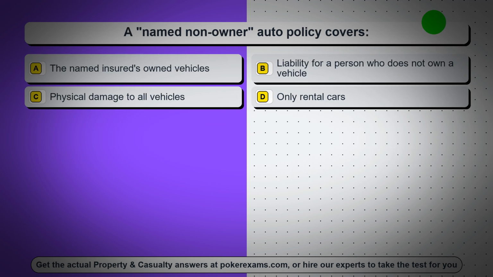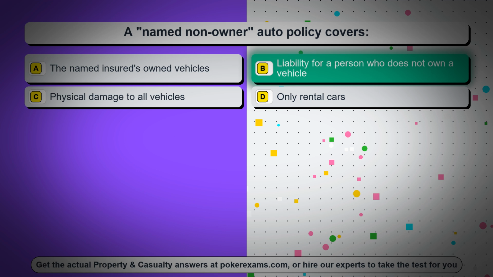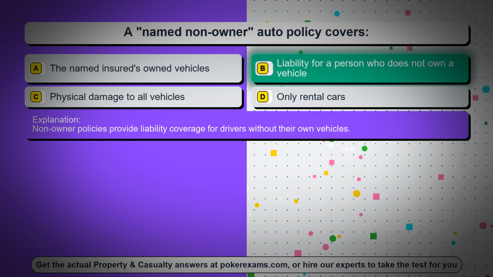Question 22. A named non-owner auto policy covers: Option A, the named insured's owned vehicles. Option B, liability for a person who does not own a vehicle. Option C, physical damage to all vehicles. Option D, only rental cars. The correct answer is option B, liability for a person who does not own a vehicle. Non-owner policies provide liability coverage for drivers without their own vehicles.